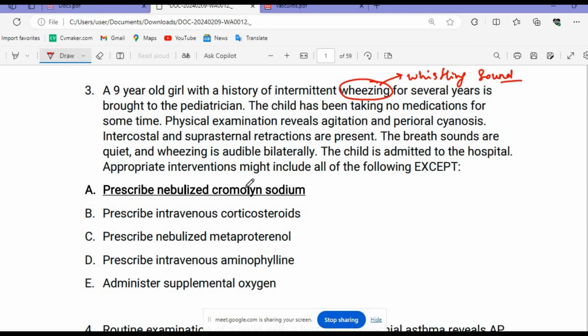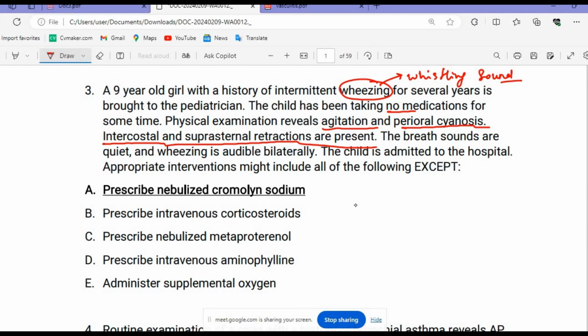For several years, the child is brought to the pediatrician. The child has been taking no medication for some time. So the physical examination reveals agitation and perioral cyanosis. Intercostal and suprasternal retractions are present.